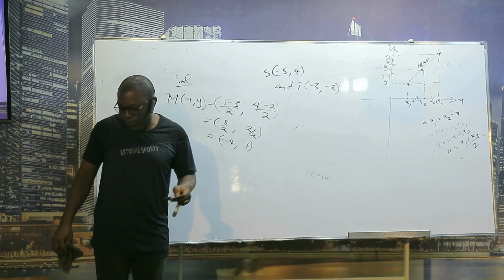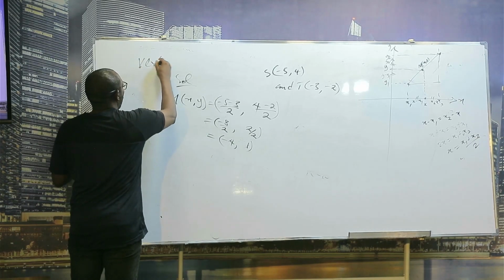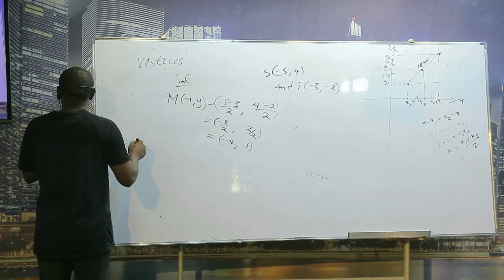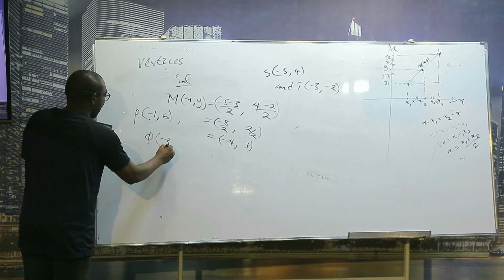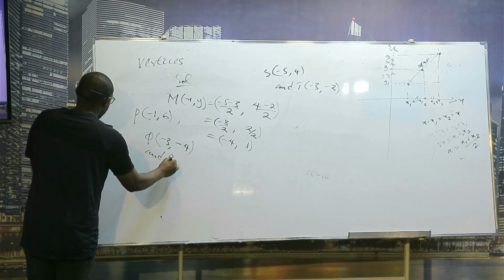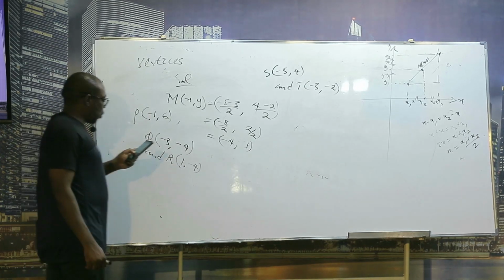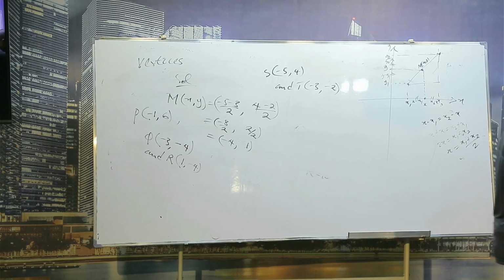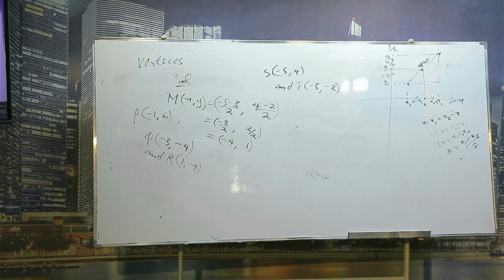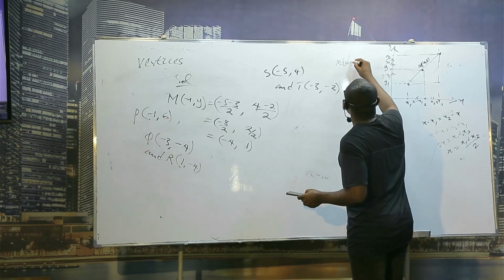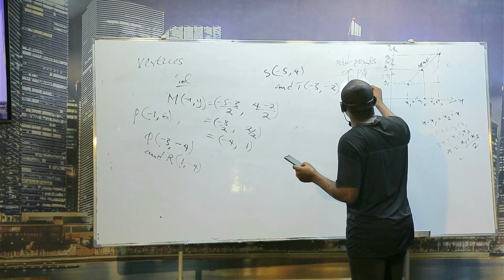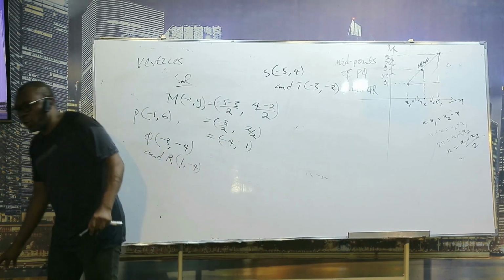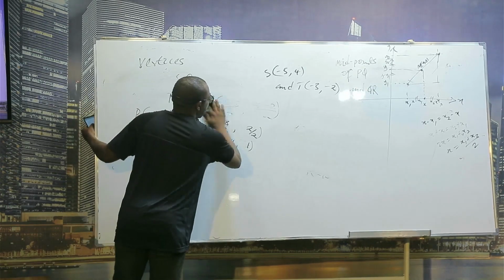A triangle has vertices P minus 1 comma 6, Q minus 3 comma minus 4, and R 1 comma minus 4. Full stop. Find the midpoints of PQ and QR respectively.